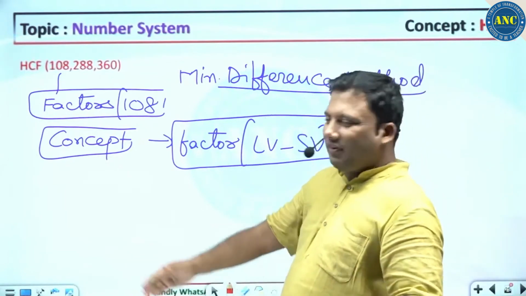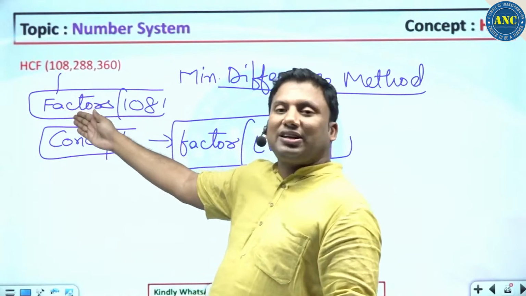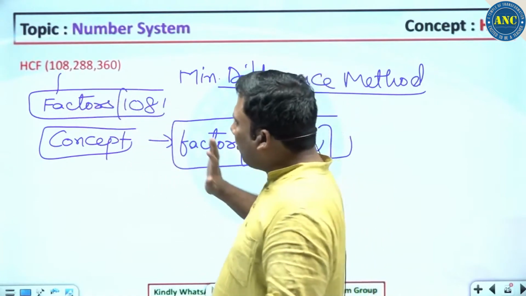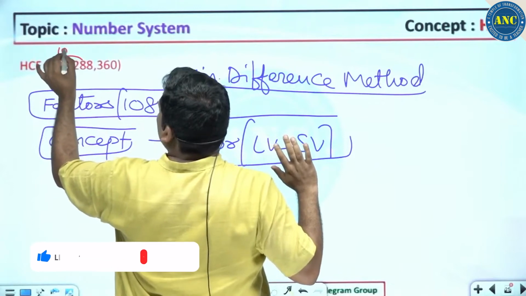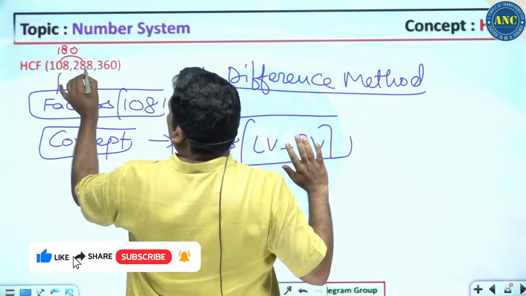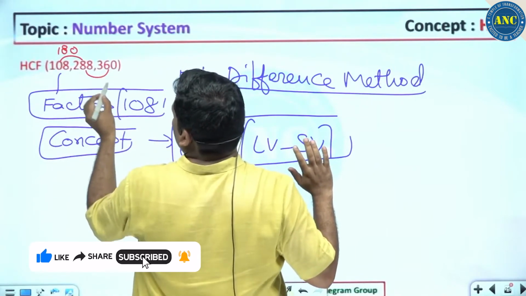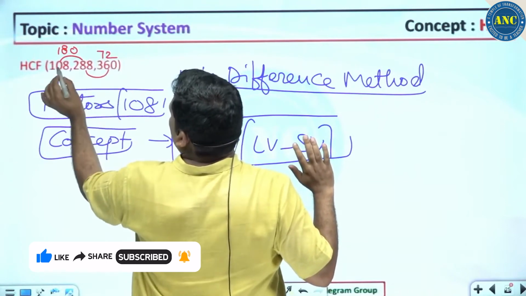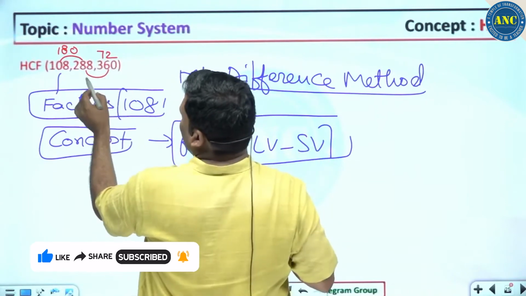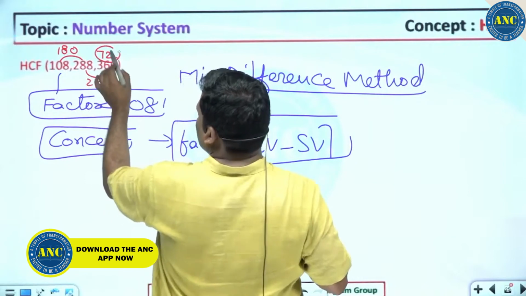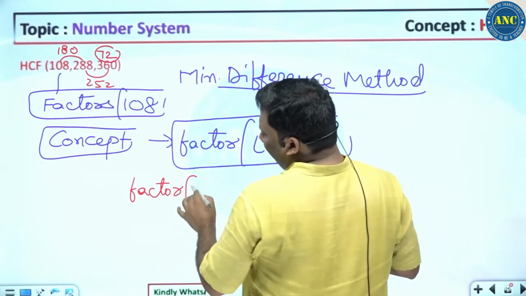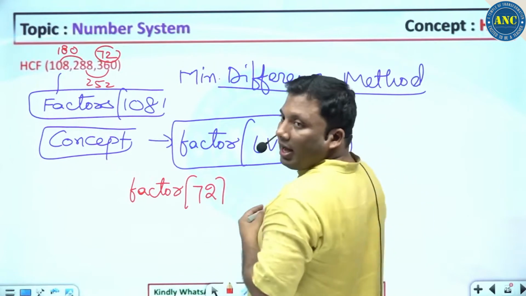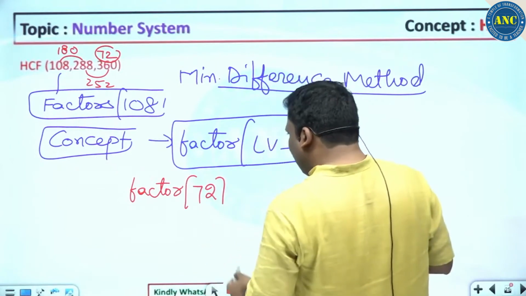What is the minimum difference? Here I have to take the factors of 108. Now the minimum difference: 108 to 288 is 180. 288 to 360 is 72. 108 to 360 is 252. The answer will be a factor of 72.